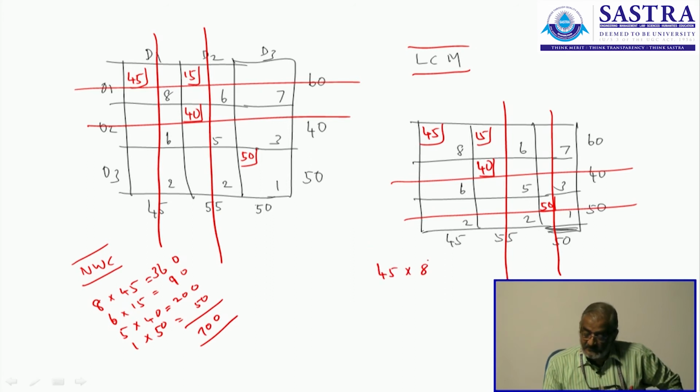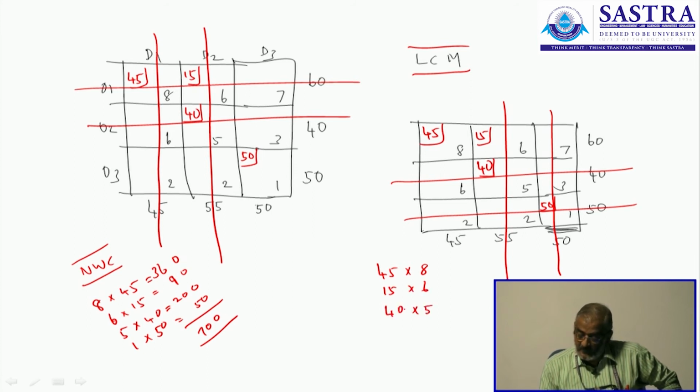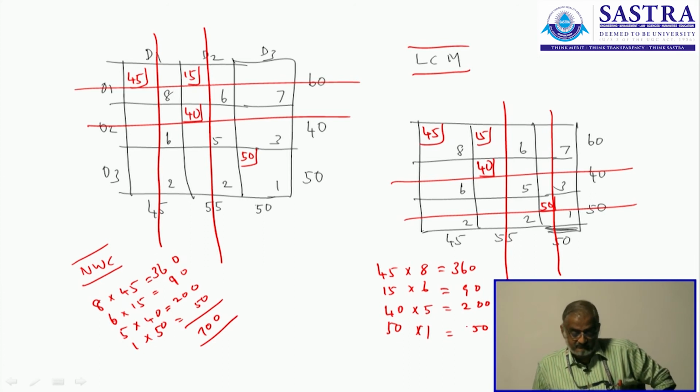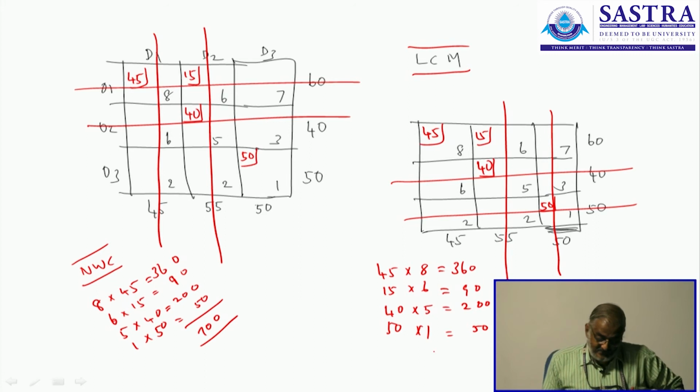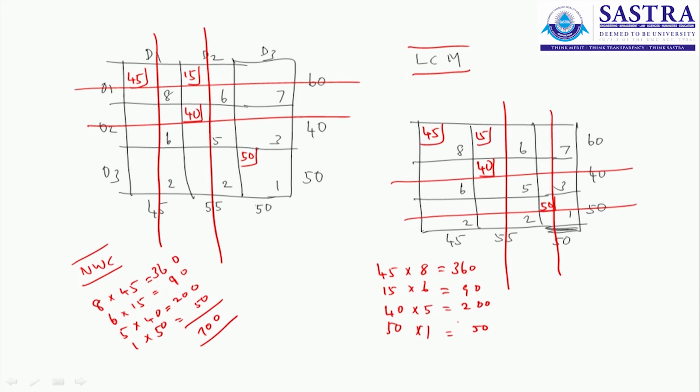45 into 8, then 15 into 6, then 40 into 5, then 50 into 1. These are all the cell costs. Now what is this? 360, 90, 200, and once again 50. So we are fortunately having the least cost method equal to northwest corner. So let us take some other problem for least cost method and northwest corner rule to be applied.